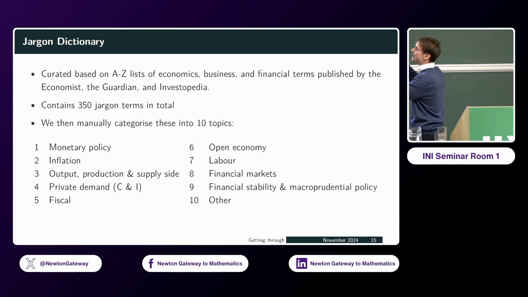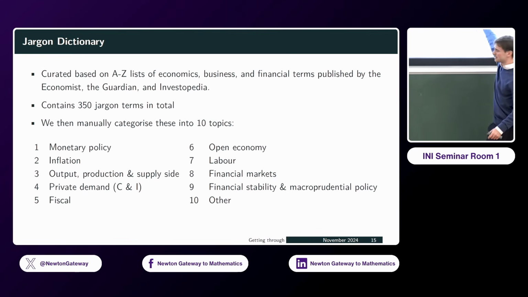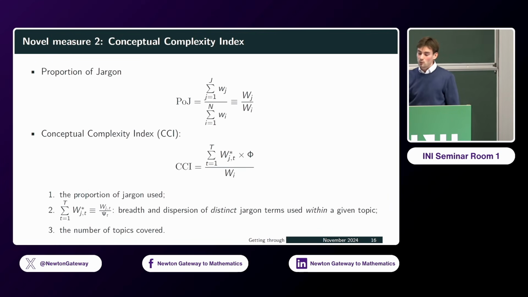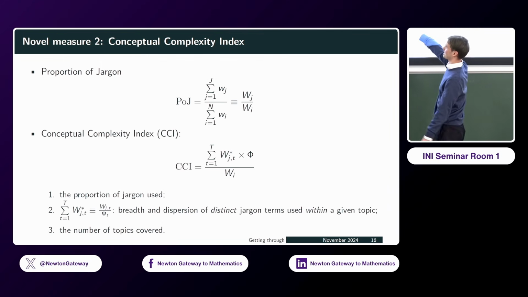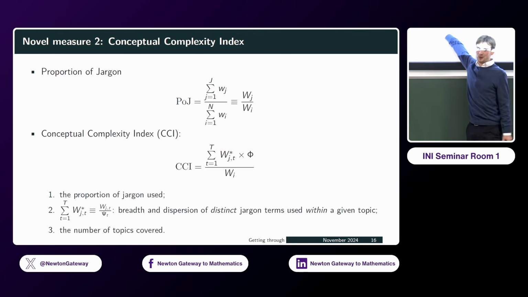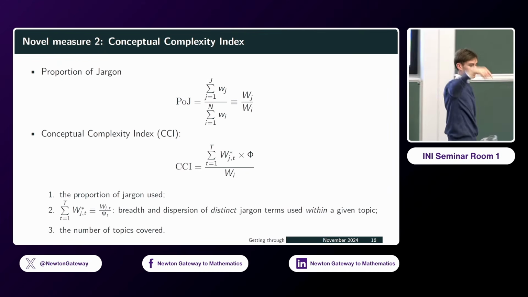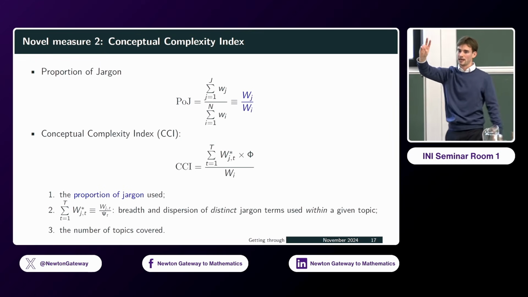And then what we do is we categorize these jargon terms into different topics, across 10 topics. These are all economics topics, doesn't really matter what they are for these purposes. And then what we do is essentially we create this other measure, this conceptual complexity index, which is the sort of selling point of our work. Essentially what we do is we take the proportion of jargon terms and we do two manipulations to it.